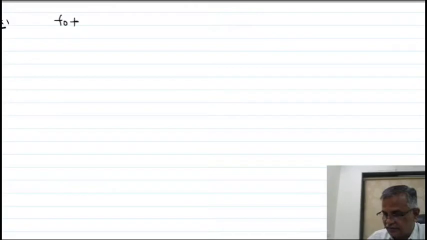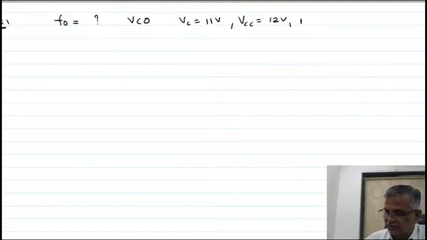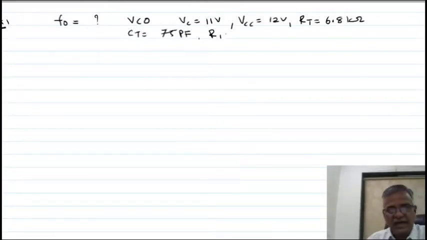Calculate the frequency of oscillation for voltage control oscillator circuit if the modulating voltage is 11 volt, supply voltage is 12 volt, value of timing resistor is 6.8 kilo ohms, the timing capacitor is 75 picofarad, R1 is 15 kilo ohm, R2 is 100 kilo ohm.